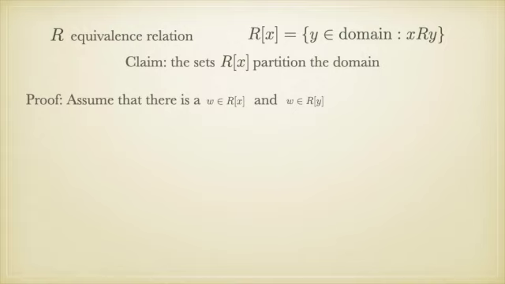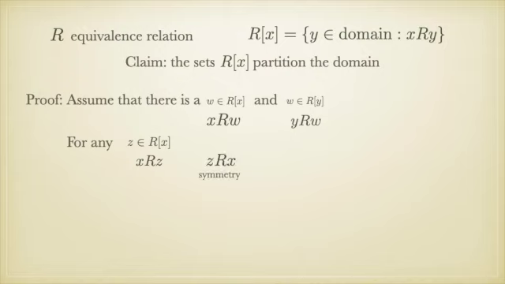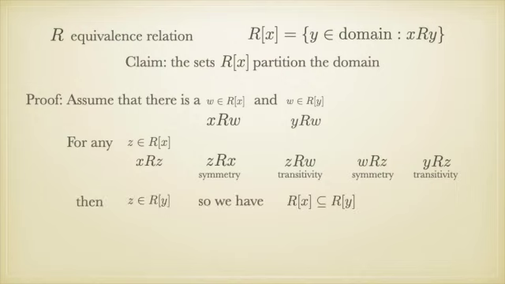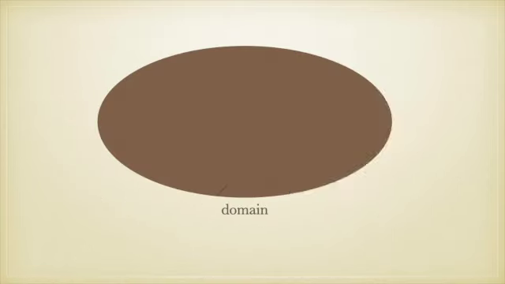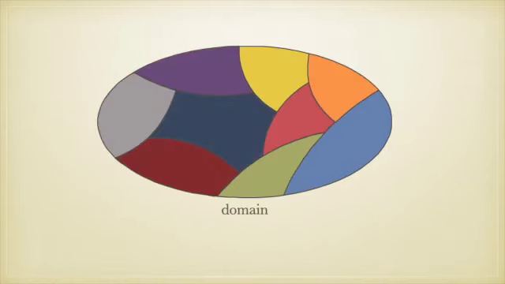Assume that there is an element w in both R of x and R of y. Then if z is in R of x, then x is related to z, so z is related to x. By transitivity, z is related to w, so w is related to z, and y is related to z by transitivity. Therefore, z is in R of y, and R of x is a subset of R of y. A similar argument shows that R of y is a subset of R of x. So R of x and R of y are equal. We've shown that if R of x and R of y have a common element, then they are equal. Therefore, the sets R of x cover the domain with no overlap.